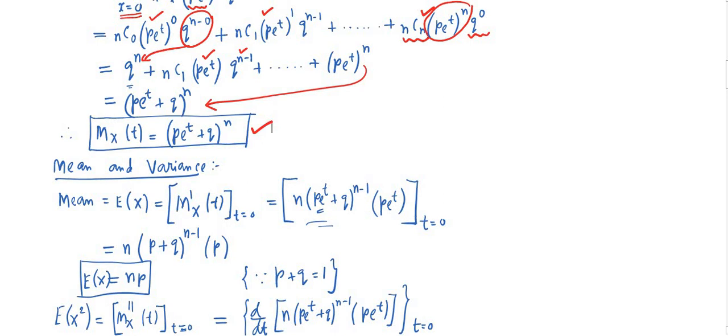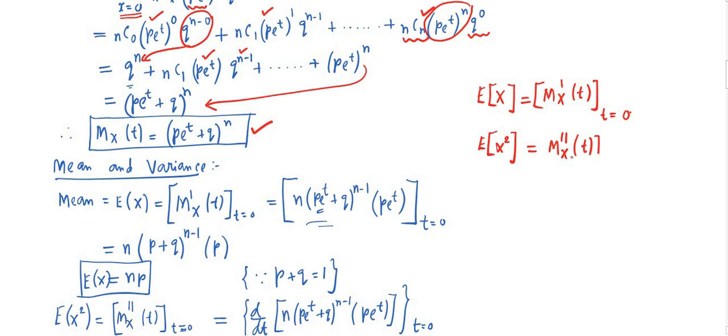Remember, from the moment generating function we are going to derive mean and variance. How to derive mean and variance from the moment generating function? The formula for mean is E of x, that is expectation of x, equal to the differentiation of its moment generating function at t equal to 0. When you differentiate the moment generating function once and apply t equal to 0, you will get its corresponding mean. Similarly, for the second moment, E of x square, the same moment generating function we should differentiate twice.